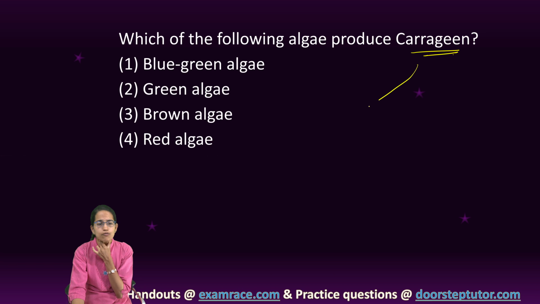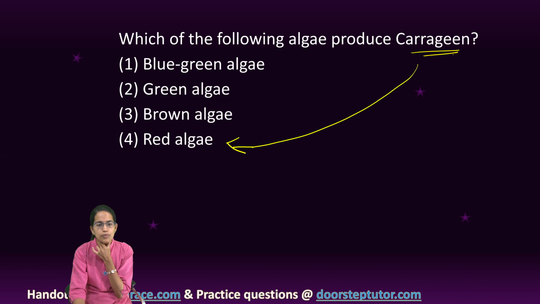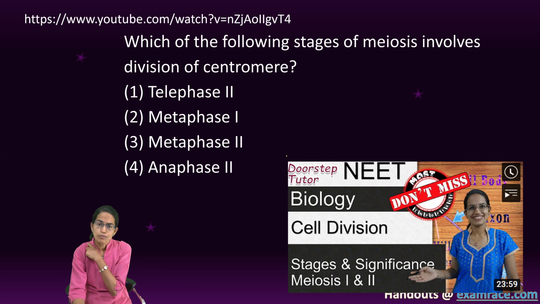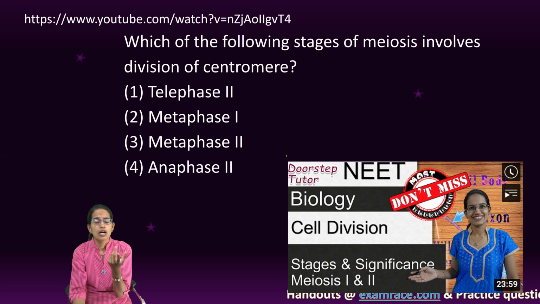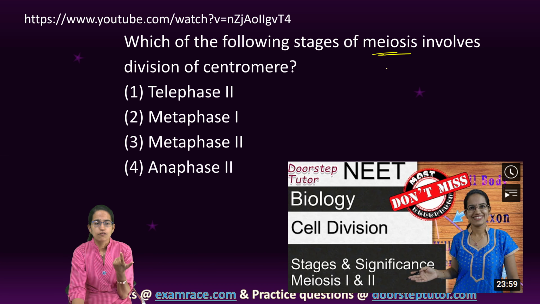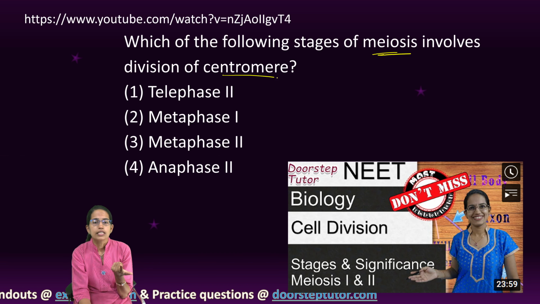It is obtained from where? It is obtained from red algae. Similarly, we have another question that was, I believe, from brown algae. So direct questions again. Now meiosis, in the stages of meiosis, at which stage centromere divides?